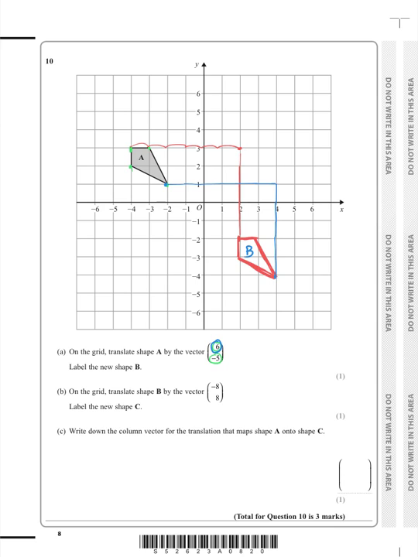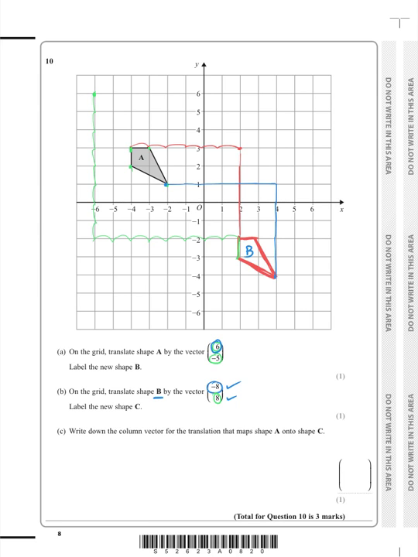Okay, so I'll try and do the next shape a little better than that one because that looks really messy. And it says on the grid, translate the shape B by the vector -8, 8. So this means go back 8 and then up 8. So this is along the x, so we want to go back 8 first. So 1, 2, 3, 4, 5, 6, 7, 8, and then up 8 here on the y. So 1, 2, 3, 4, 5, 6, 7, 8.